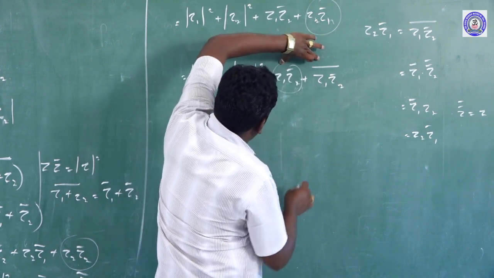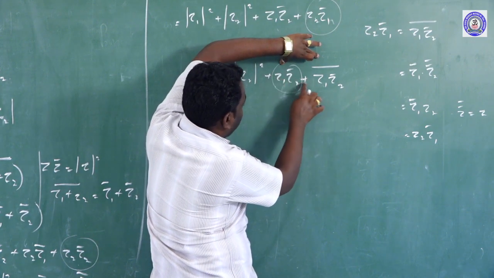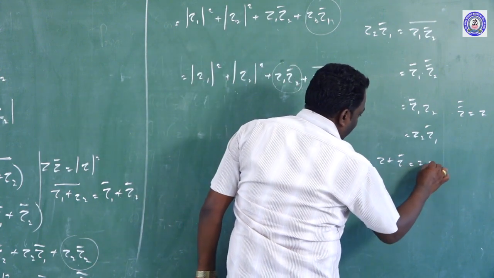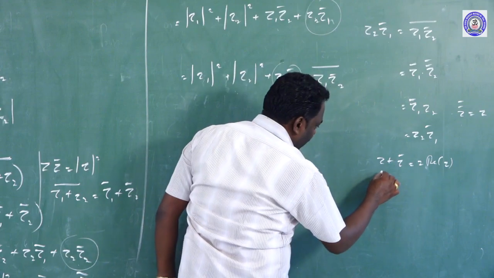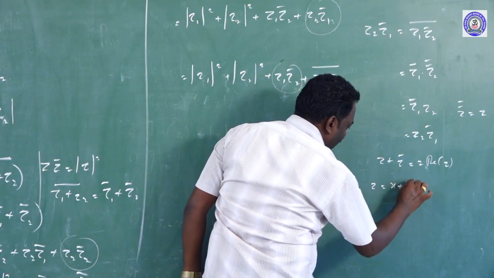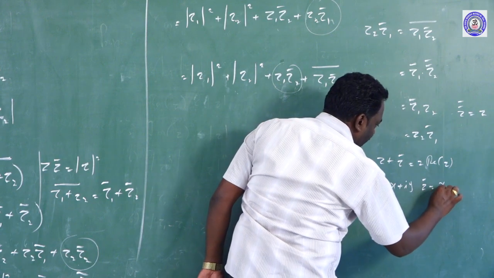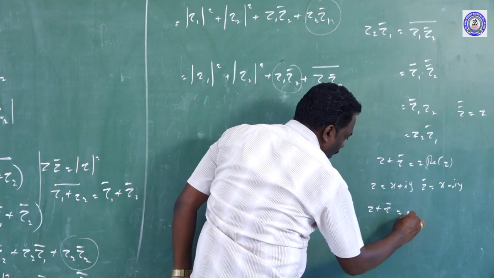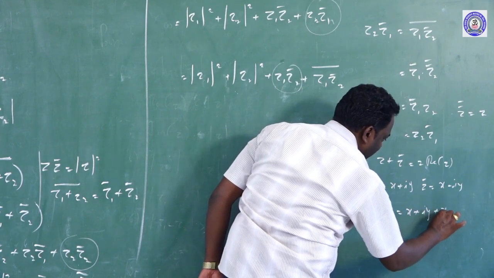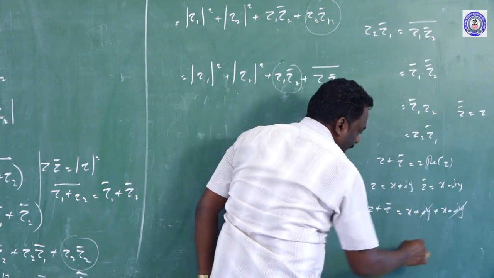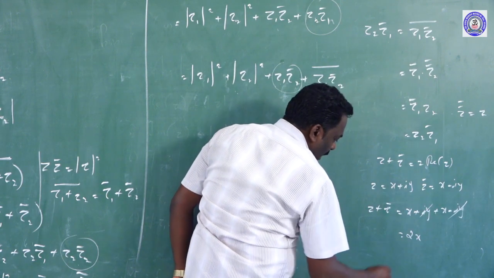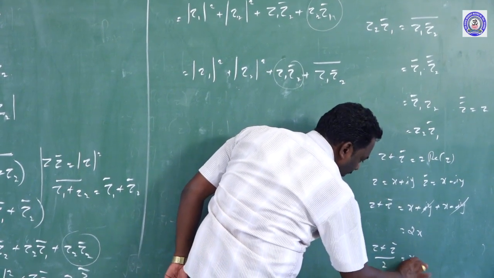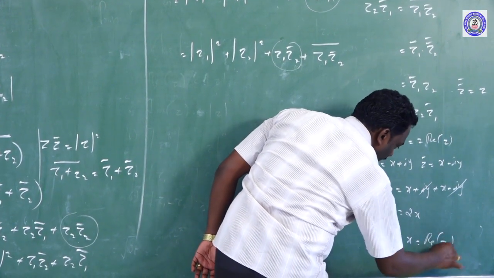Now look at this term: z plus z bar equals 2 times real of z. Consider z equal to x plus iy, then z bar equals x minus iy. Just adding the values, z plus z bar equals x plus iy plus x minus iy. These two terms cancel, giving 2x. Transfer the 2 here, z plus z bar by 2 equals x. And x is the real of z.